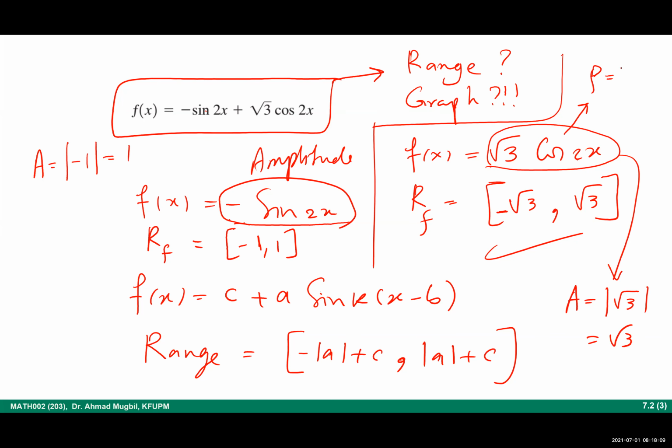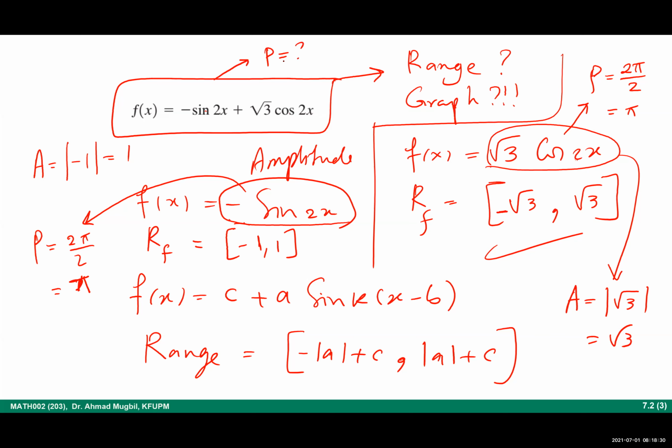What is the period? It is pi, 2 pi over 2 over k. So it is pi. What is the period here? So the period here is what? 2 pi over 2, the same, is also pi.